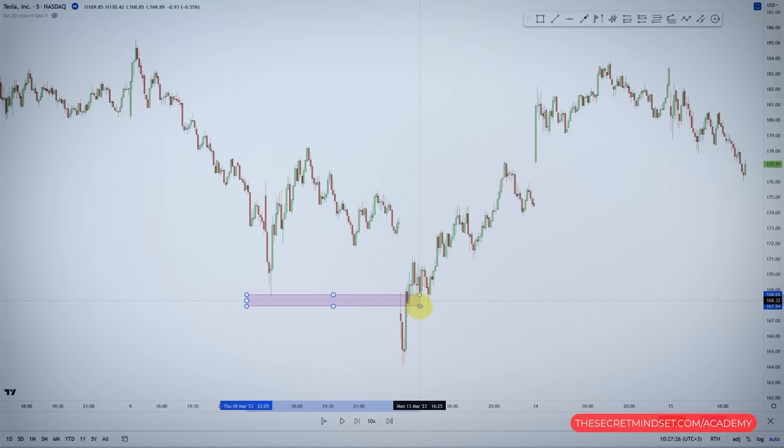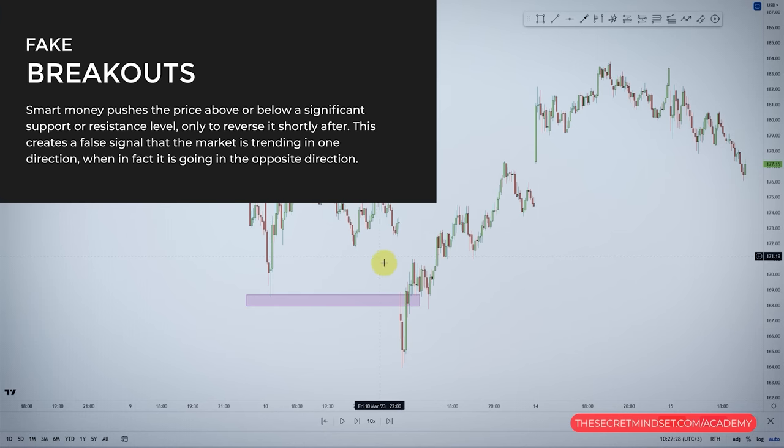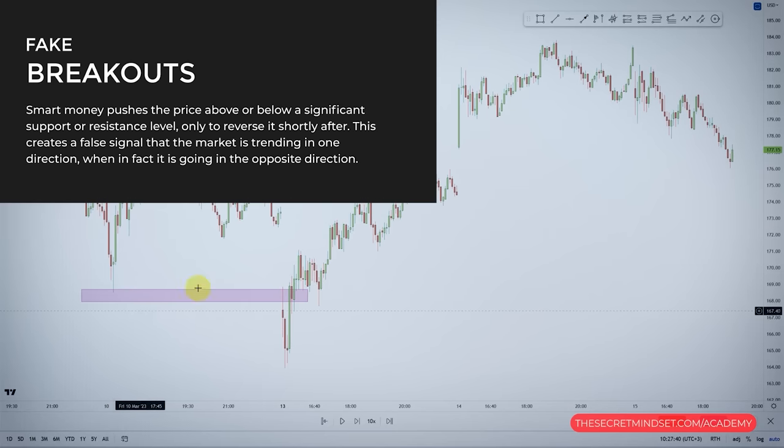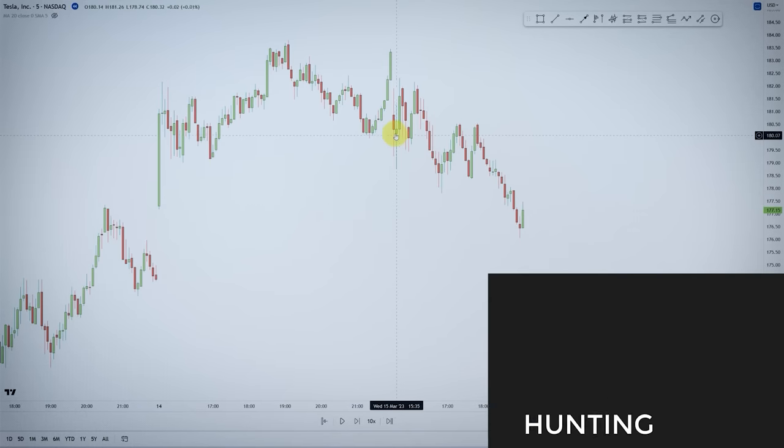By now, you already know them. Fake breakouts. This is when smart money pushes the price above or below a significant support or resistance level, only to reverse it shortly after. This creates a false signal that the market is trending in one direction, when in fact it's going in the opposite direction.